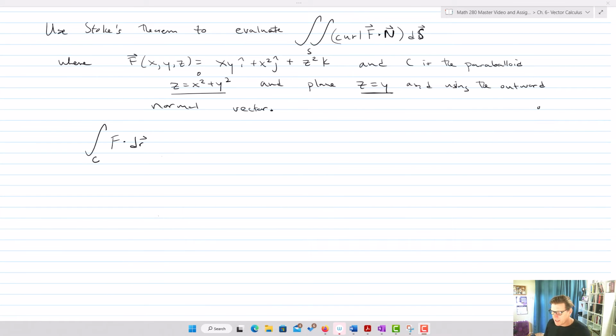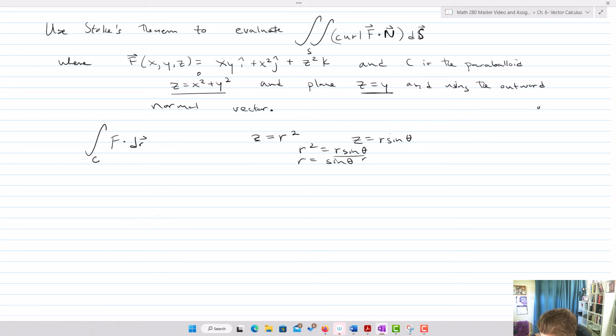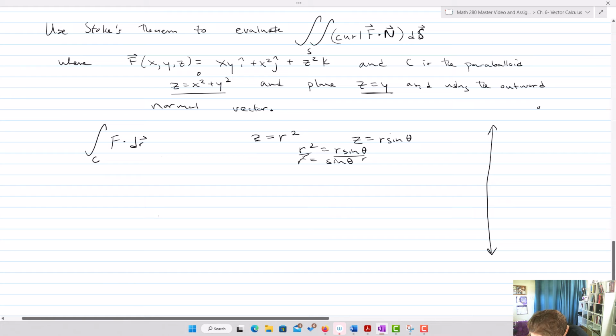One of the easiest ways to see the parameterization is to take z equals x squared plus y squared and rewrite it in polar. So z equals r squared, and z equals r sine theta. So r squared equals r sine theta, and so r equals sine theta when we divide through by r.